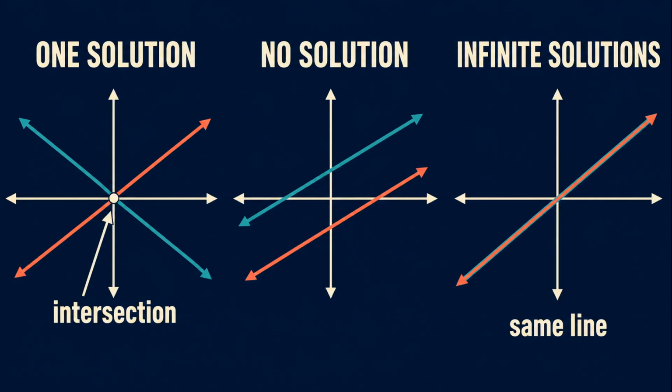Two non-identical straight lines can cross once, never cross, or sit directly on top of each other. Those are one solution, no solution, and infinitely many solutions. So no solution tells us the two lines never meet. For straight lines, that means they point in the same direction but are separated vertically. They are parallel, not the same line. That is the first useful translation. No intersection means equal slopes.